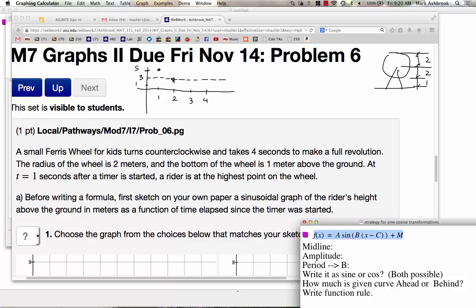Then 1 second later, bottom of the circle, going counterclockwise. So this is 1 second, right? 2 seconds, 3 seconds, 4 seconds. What about at 0 seconds? Where will he be at 0 seconds? What will the output be? 3. So this is a sketch of the information they gave us. Counterclockwise such that at the top of the circle, will be 5 meters up at 1 second.